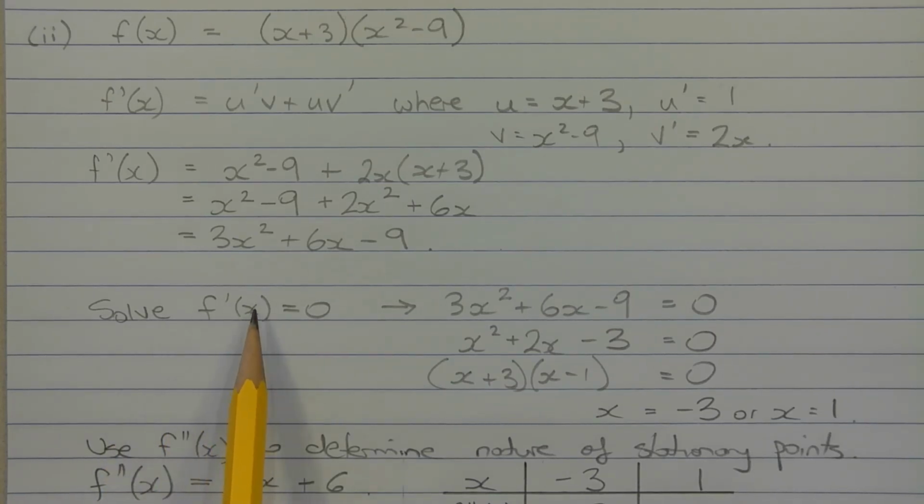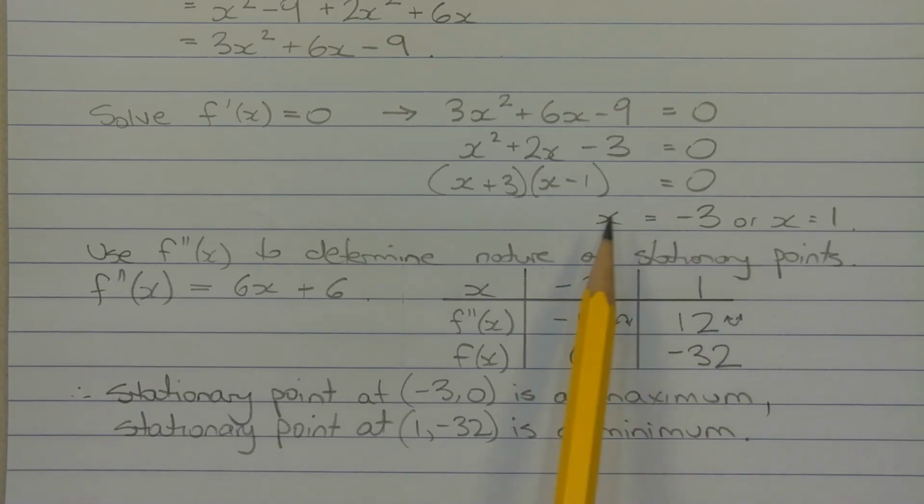Next, solve f dash of x equals 0. In other words, 3x squared plus 6x minus 9 equals 0. Now we can turn this non-monic quadratic equation into a monic one by dividing all terms by 3. So we get x squared plus 2x minus 3 equals 0. Factorizing the left-hand side, we get (x plus 3) times (x minus 1) equals 0. And using the null factor theorem, we get x equals negative 3 or x equals 1. Now I'm going to use the second derivative, f double dash of x, to determine the nature of the stationary points. So differentiating 3x squared plus 6x minus 9 with respect to x, we get f double dash of x equals 6x plus 6.